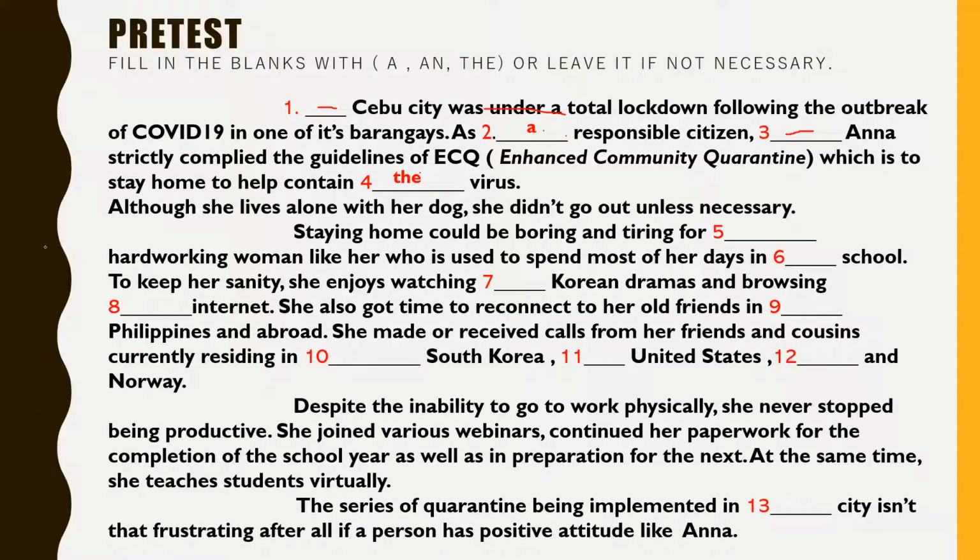Although she lives alone with her dog, she didn't go out unless necessary. Staying home could be boring and tiring for a hard-working woman. We have the adjective hard-working and the noun woman, which is singular. So we have to use the determiner or the article. Let's see who got it right.